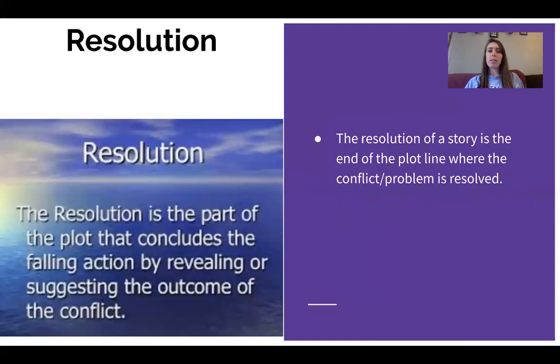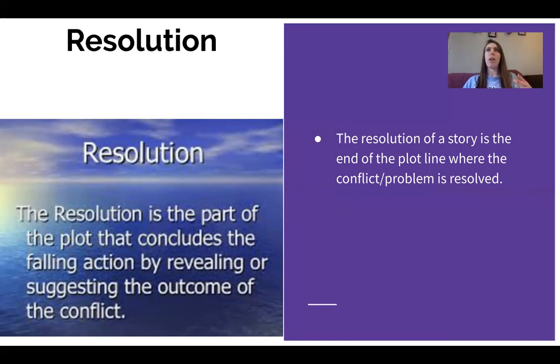Okay, so then we have our resolution. So the resolution is the part of the plot that concludes the falling action by revealing or suggesting the outcome of the conflict. Okay, the resolution of a story is the end of the plot line where conflicts or problems are resolved. So we can think of they lived happily ever after, or he took off never to be seen again.